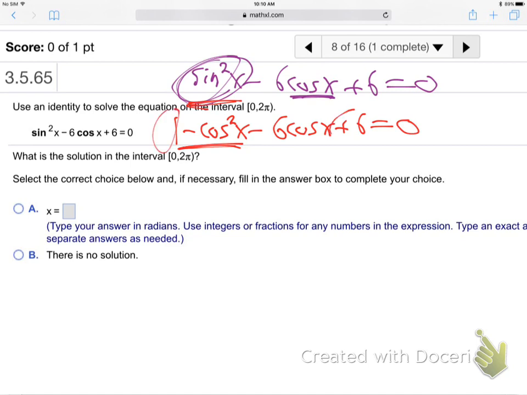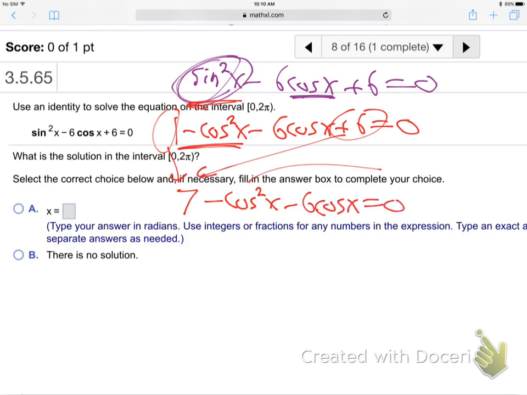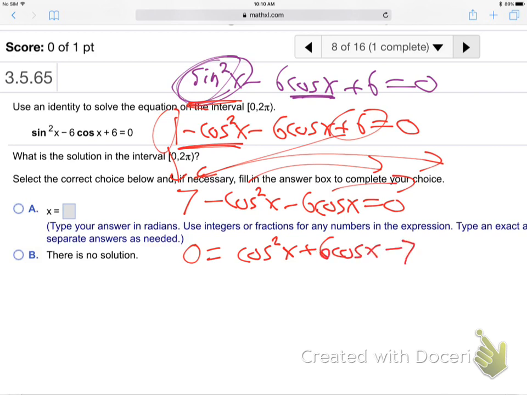So what, 1 and 6 makes 7. Minus cosine squared minus 6 cosine. And then I'm just going to jump everything to the other side. You could multiply by negative 1, same effect. So it's cosine squared, all the signs change, plus 6 cosine minus 7. Right? Signs are what's in front of them. So that plus in front of the 7, nothing in front of 7, plus becomes minus. So there it is with a 0.